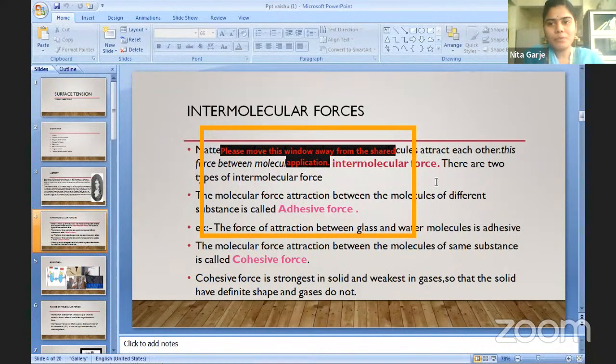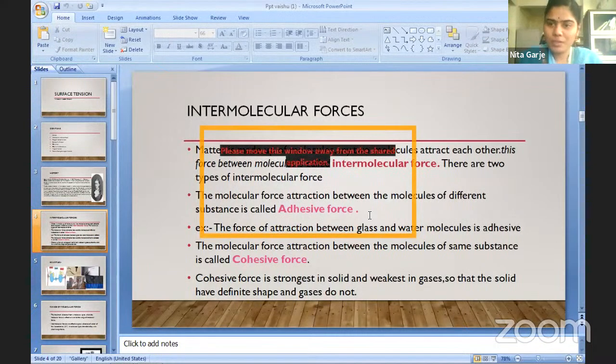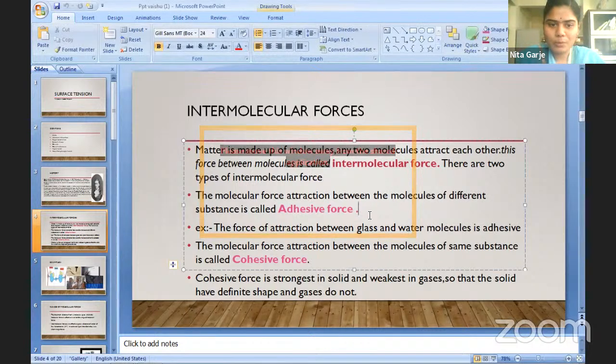There are two types of intermolecular forces. The first one is the adhesive force. The molecular force of attraction between molecules of different substances is called the adhesive force. An example is the attraction between glass and water molecules; here we see the adhesive force.